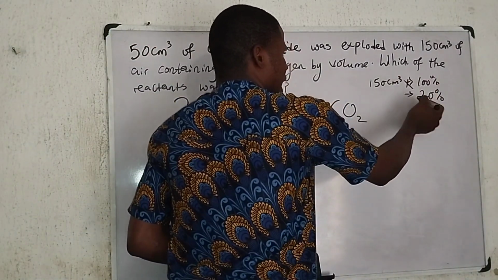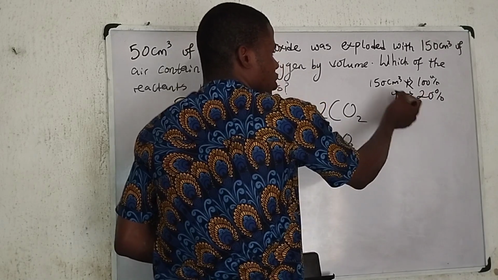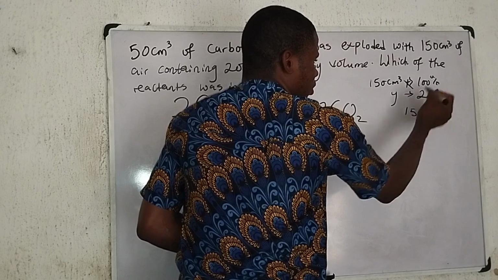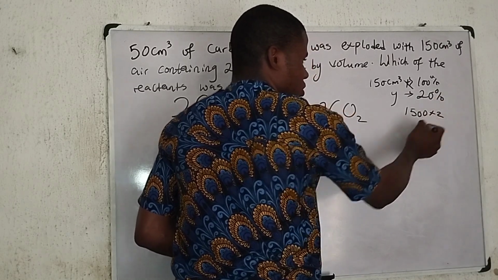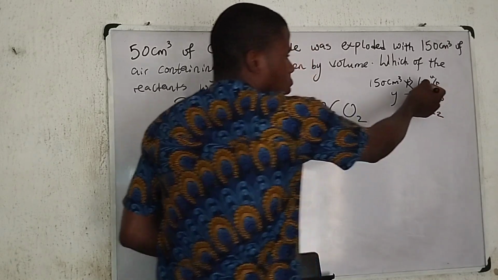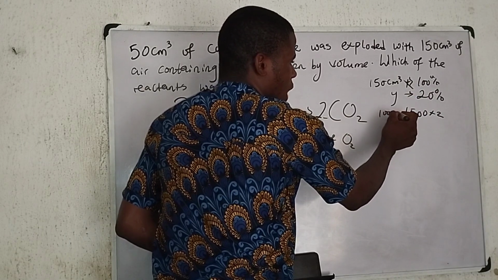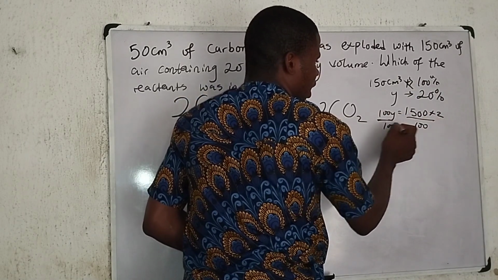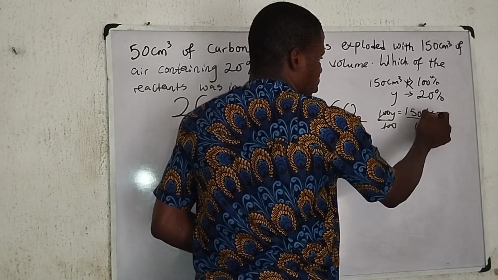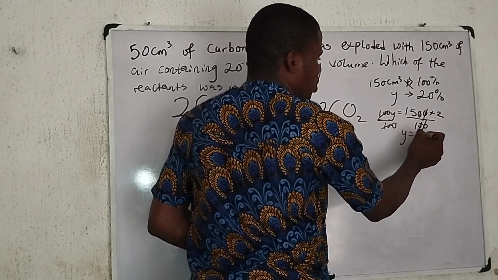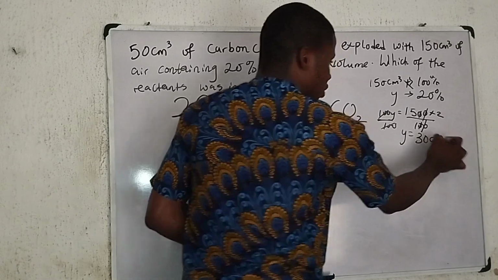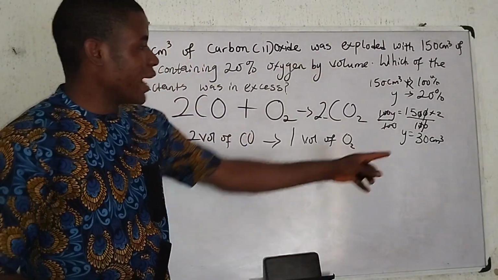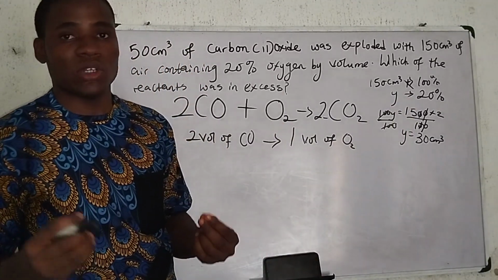So if we cross multiply, let's call it y. Cross multiplication: 150 times 20 is 1,500 times 2, which is 3,000. Now, 100 times y is 100y. So we divide both sides by 100. Cancel the zeros. So we have that y is equal to 30 cm³. Have you seen it? That out of 150 cm³ of air, we have 30 cm³ of oxygen.